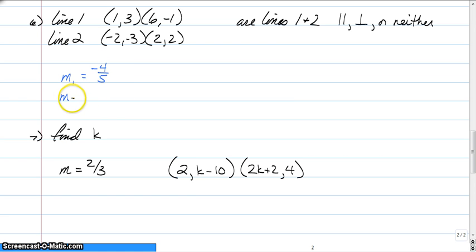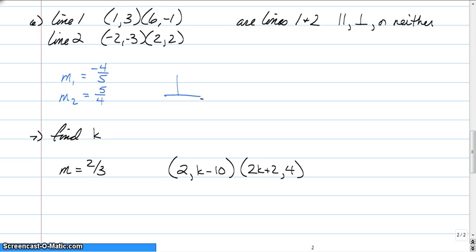The slope of line 2, you should find, is 5/4. So then all you have to do is analyze those two. You see that they are opposite. One of them's positive, one of them's negative. You also see they're reciprocals of one another. So that means these two lines are perpendicular.